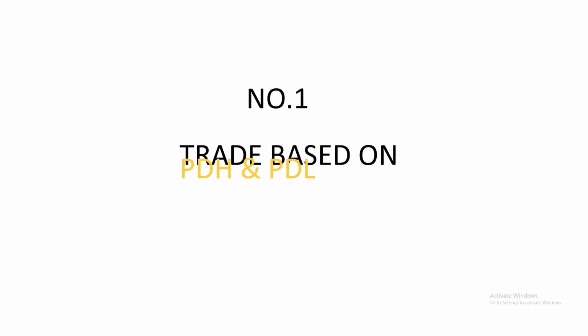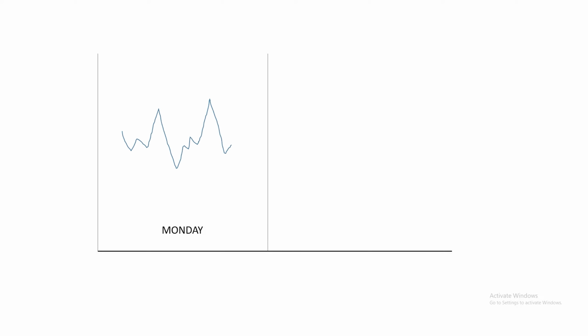Trade based on PDH and PDL. PDH is previous day high and PDL is previous day low. I am going to show you with an example comparing 2 days. First we will take Monday. For Monday this is the chart.